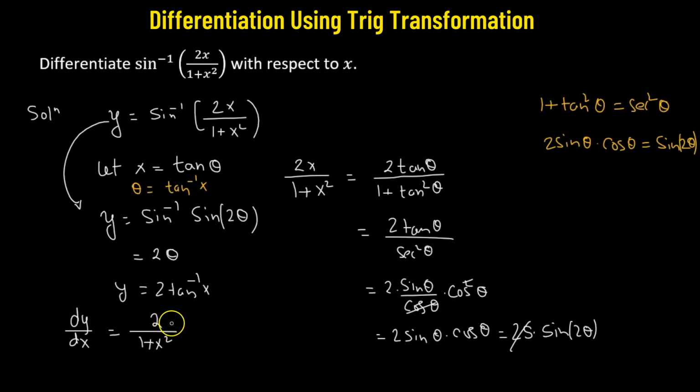And we have 2 multiplied to the numerator. So that means our final answer will be 2 divided by 1 plus x squared. So let me write it down. So this derivative value will be 2 divided by 1 plus x squared. Let's move on to the next problem.